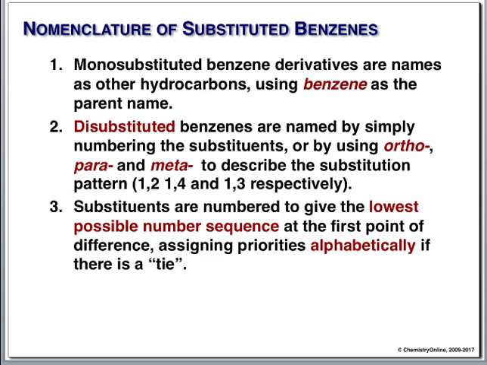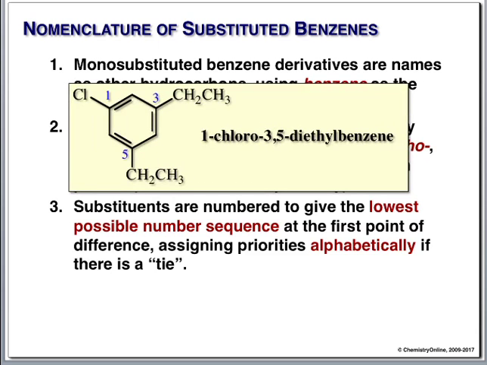Now, if you have substituents around your ring and you're trying to number it, the rule is you want to generate the lowest possible number sequence, and we're going to assign priorities alphabetically if we have a tie. Fairly simple. We've kind of seen this before, way back in cyclohexane or cycloalkane nomenclature. For this guy, we have a chlorine, an ethyl group, and another ethyl. Chlorine would win alphabetically, and so this would be 1-chloro-3,5-diethylbenzene. Any questions? I mean, you've done cycloalkanes. This is just kind of grows from it.